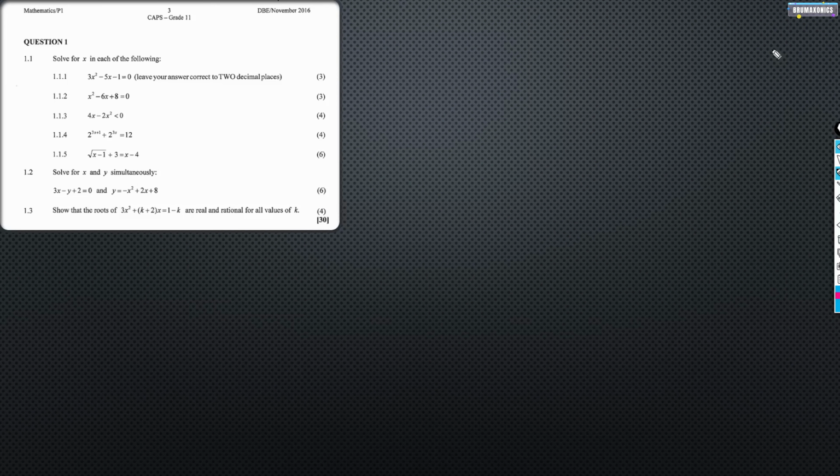So now we can actually try to solve 1.3 that says show that the roots of this equation are real and rational for all values of k, right? So let me write it down. 3x squared plus k plus 2 times x, which is equal to 1 minus k, right?